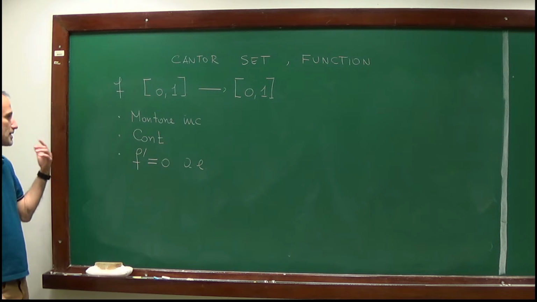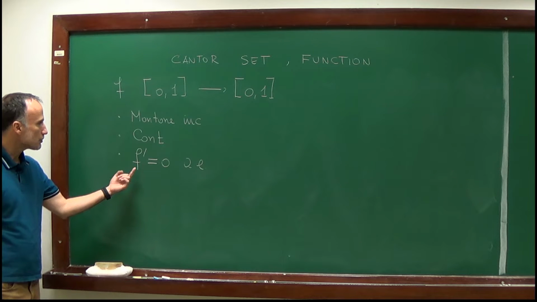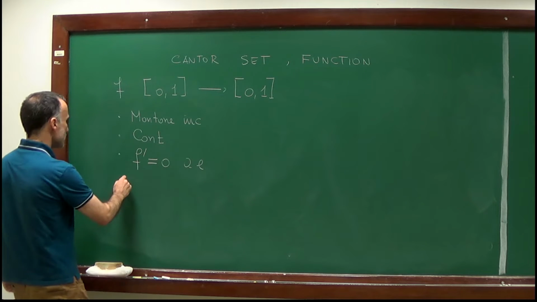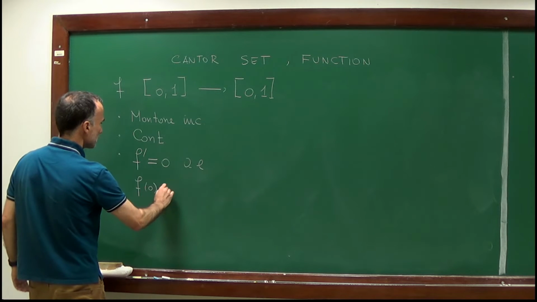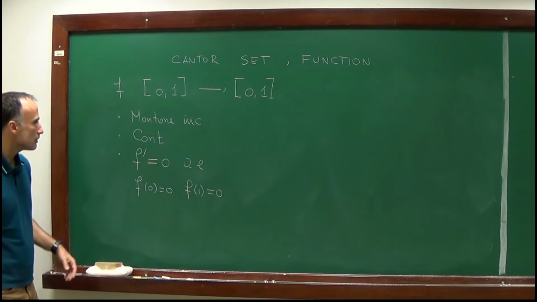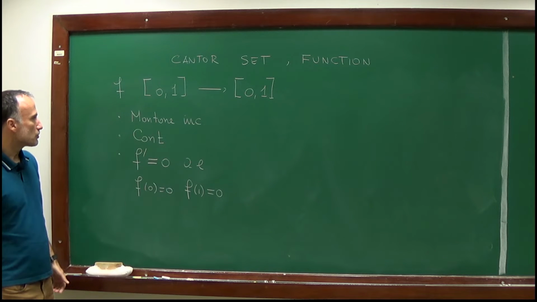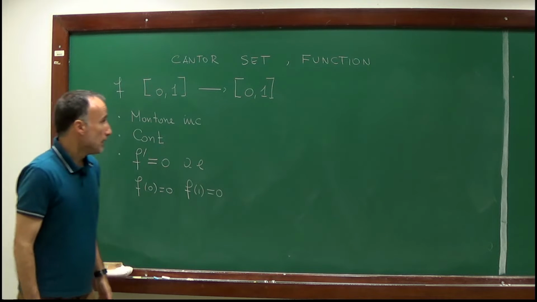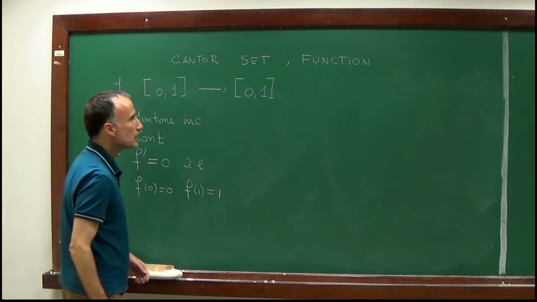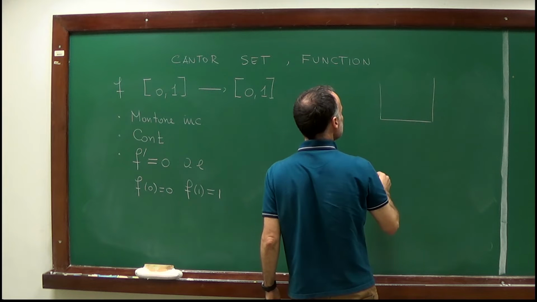Well, if you've never seen that before, it sounds a bit strange that we can find a function whose derivative is equal to 0 almost everywhere, which is continuous, and such that f(0) is equal to 0 and f(1) is equal to 1. So a function which is non-constant, monotone increasing, whose derivative is equal to 0 almost everywhere, and which is continuous. So let me draw a picture to explain how we will construct this function.